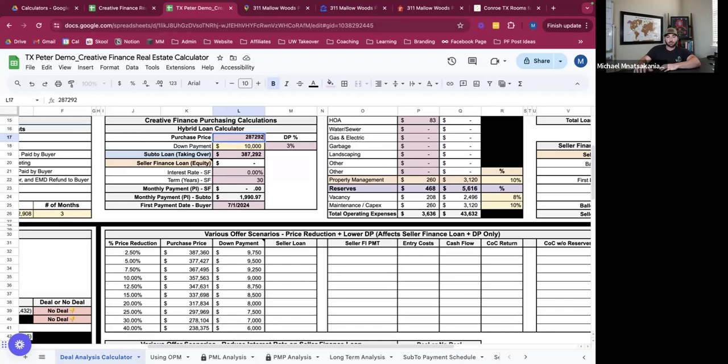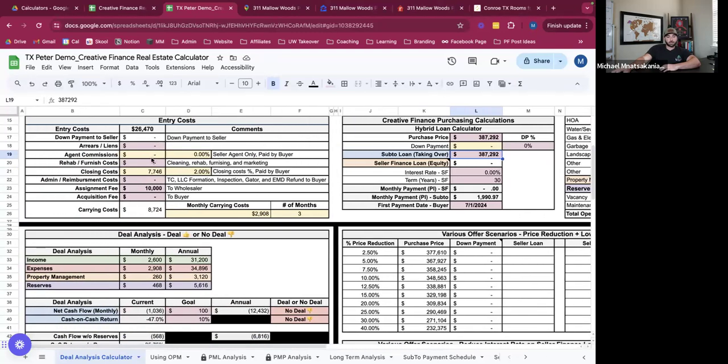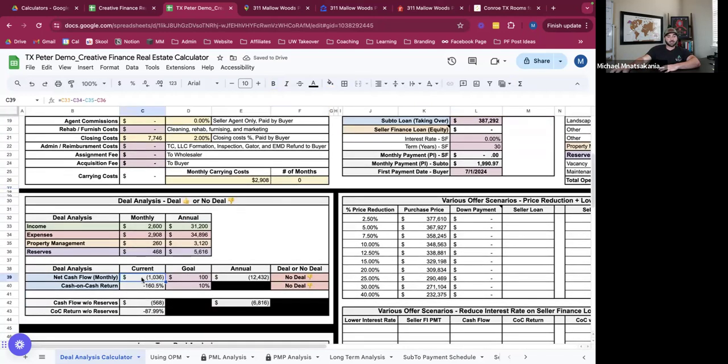So 387,292. You're paying nothing to the seller in this instance. They're coming out of pocket to pay the agent is what it means in this instance, because there's no agent amount here, and you're paying nothing to the wholesaler. So you're buying this thing basically as cheap as you can, covering closing costs, and then saving some money for reserves. You can put that to 0 if you want to say, hey, I'm cool with it. It'll work out. Because of the fact that it's negative, it doesn't matter.